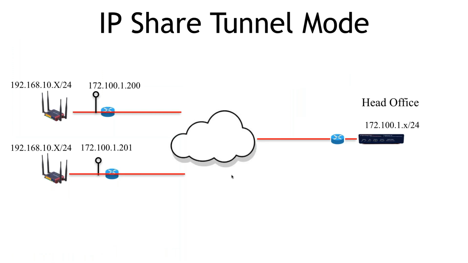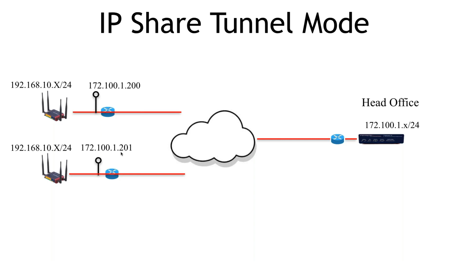So benefits of IP sharing, we talked about hiding remote networks. So I can have 2 different remote networks that are 192.168.10. These networks can have overlapping IP addresses between each other. I can have a printer on both networks, 192.168.10.100. I can have a database on both networks, 192.168.10.101. When we are communicating with the head office network, all the traffic at the head office looks like it's coming from the 172.100.1 network.